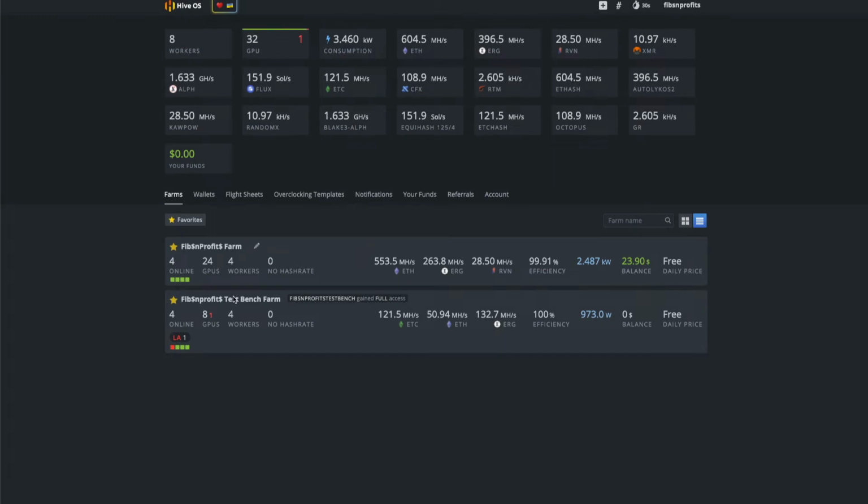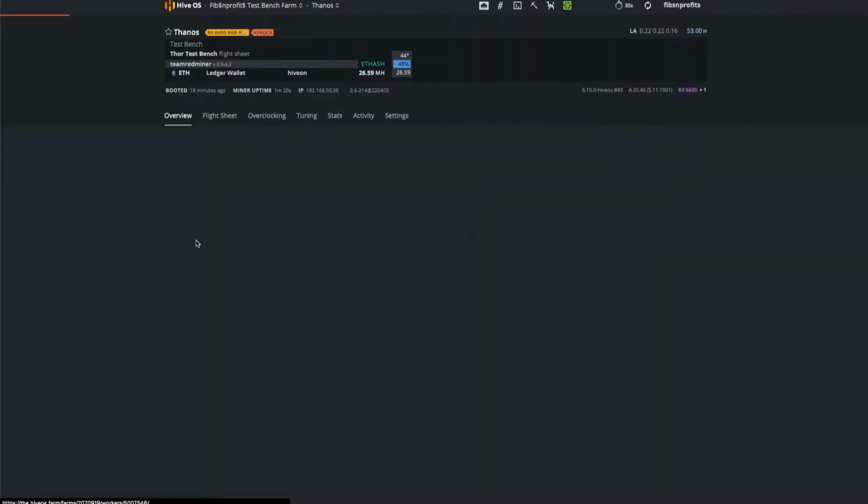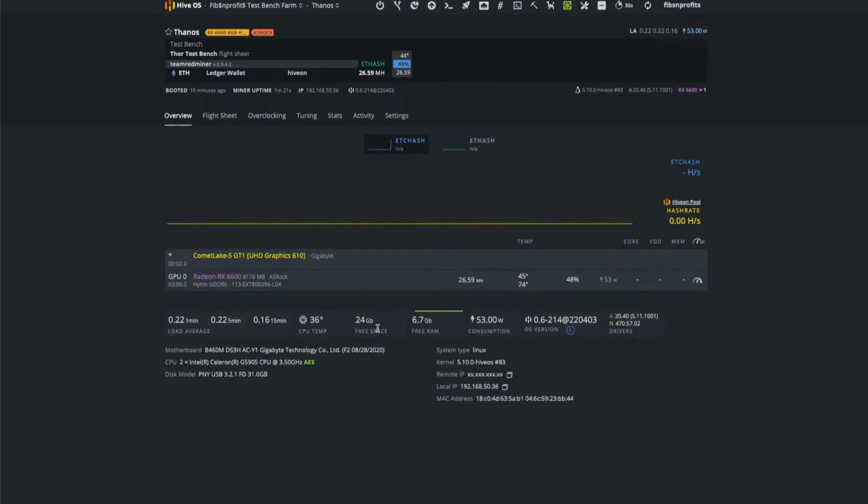Alrighty, so let's log in over here to the test bench and jump over here to the Thanos rig. We could see what we're doing right now. We are actually connected here, right? 6600, it is on Ethereum, and we're doing about 26 and a half mega hash, around 53 watts, and we'll go over to the garage here and get a reading on the actual wall.